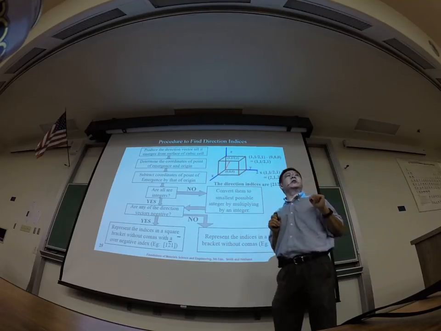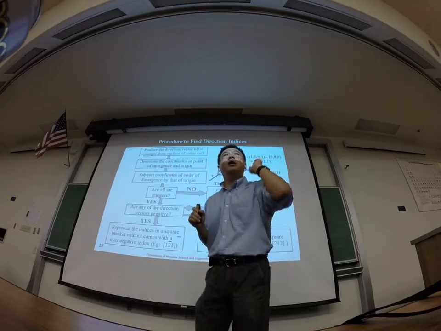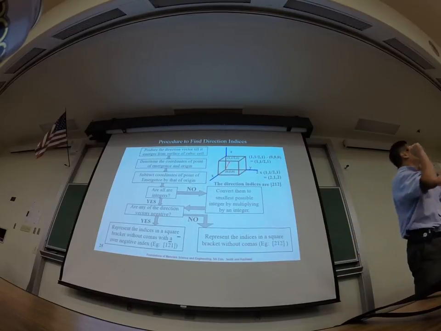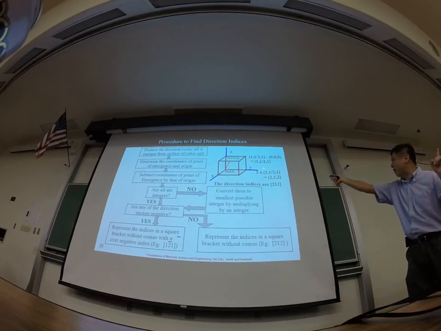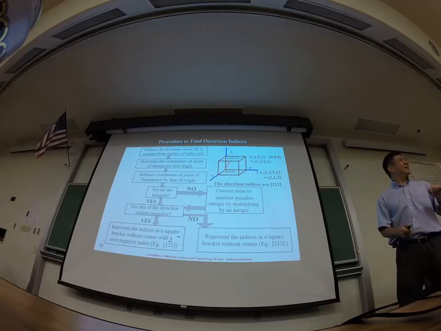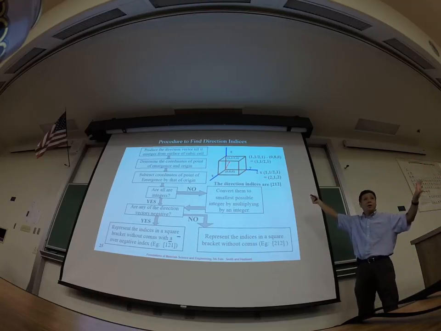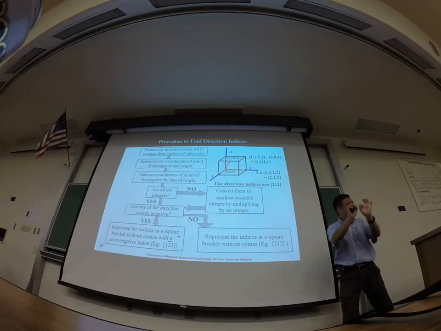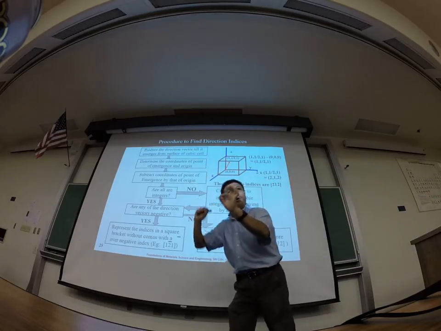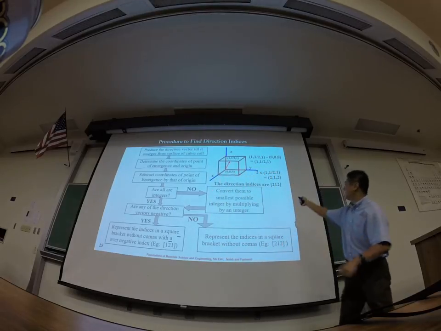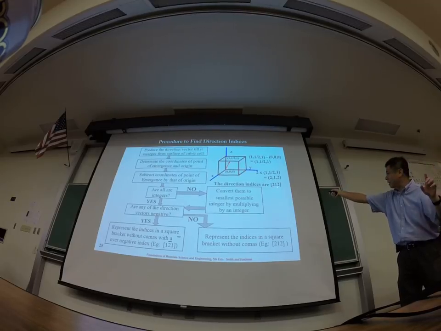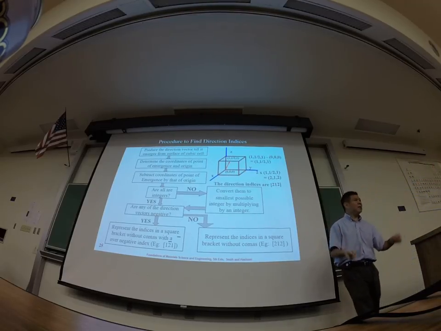Then what you need to do is try to find a number to multiply by all of these 3 numbers, so you will get the smallest integers. You can find, multiply by 2, right? Once you multiply every number by 2, 1 becomes 2, 1/2 becomes 1, and 1 becomes 2. So therefore, this direction indices, don't forget, using the square bracket, is [2 1 2]. That's it.